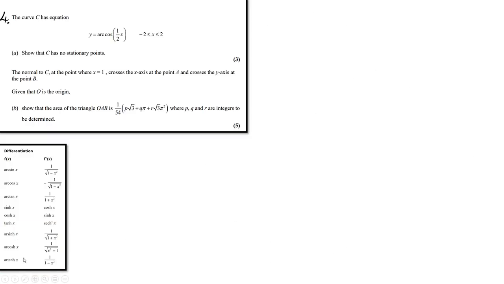And for part B, it's quite important that you're confident in sketching this original equation here. Okay, it'll make the problem a lot easier to see what's happening. So for part B, what we've been told is the normal to C at the point where x equals 1 crosses the x-axis at the point A and crosses the y-axis at the point B. So we're given that O is the origin, and we're asked to show the area of the triangle OAB is this expression here, okay, where we just need to find P, Q, and R.